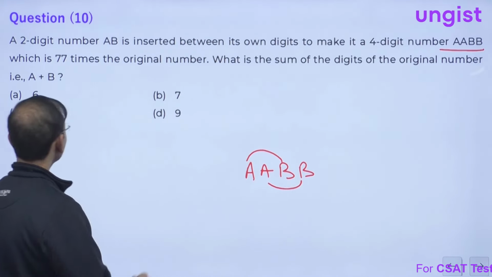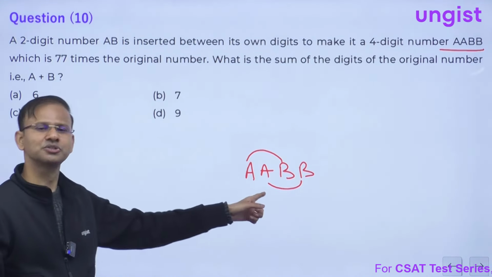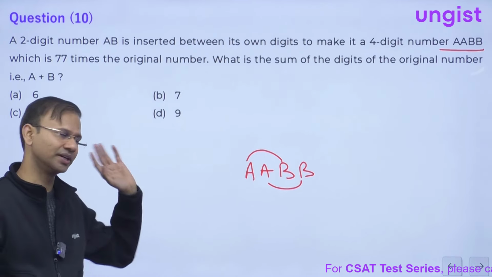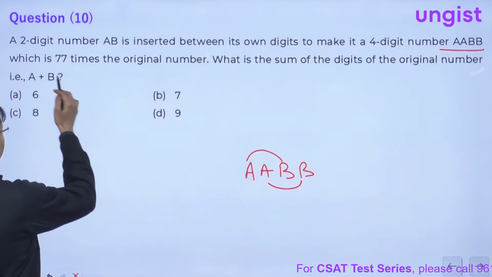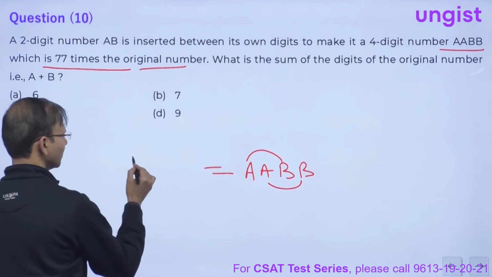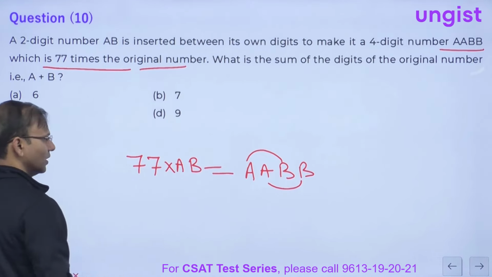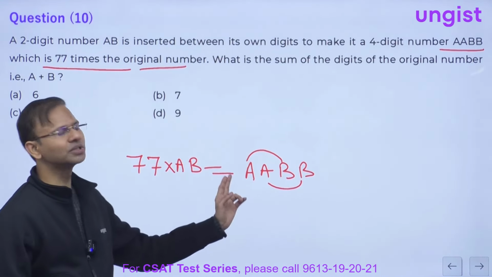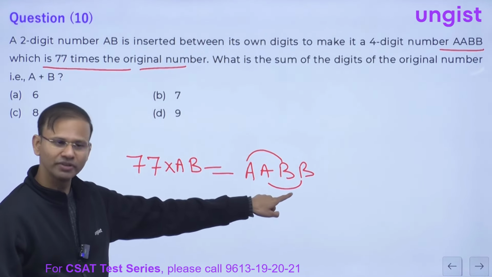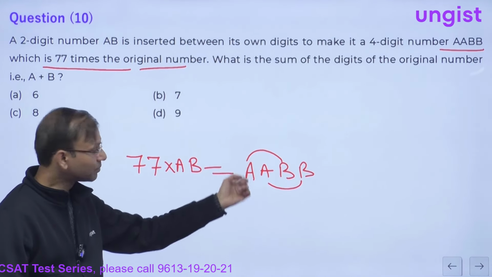The rest is given in the question. If this thing clicks for you, the question is very simple. The question says, which is 77 times the original number. So guys, this is what? This is 77 into AB, yes or no? The question is saying 77 into AB is equal to AABB, right? And since this is a multiple of 11, divide this number by 11 and check which multiple of 11 it is.